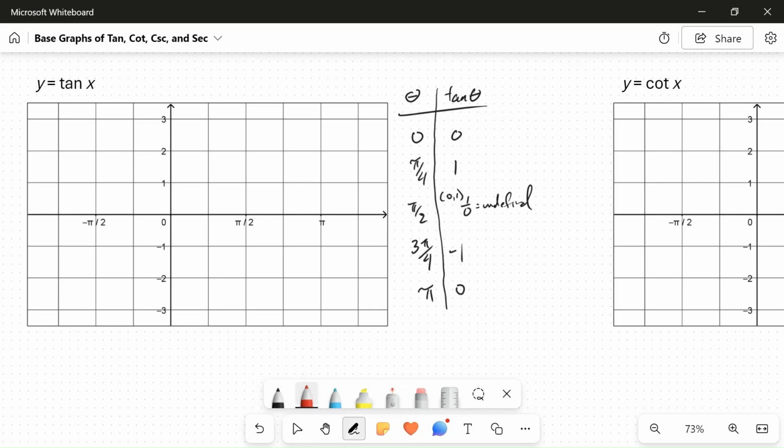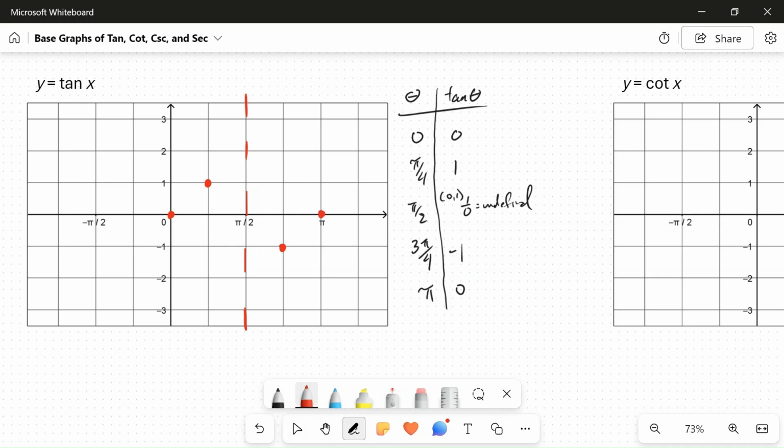So if we want to plot these as coordinates on the graph, remember the theta, the input, is now x, and tangent is the y coordinate. So we started with 0, 0 as our first point there, and then we had pi over 4, 1, and then at pi over 2, it's undefined. If you remember from your pre-calc algebra, whenever you have a function that's undefined because you're dividing by 0, it creates a vertical asymptote. So we have a vertical asymptote at pi over 2. And then at 3 pi over 4, we have a -1, and at pi, we have a 0.